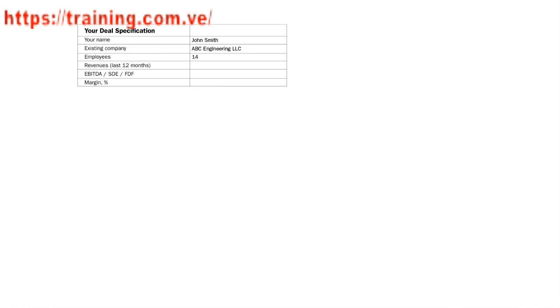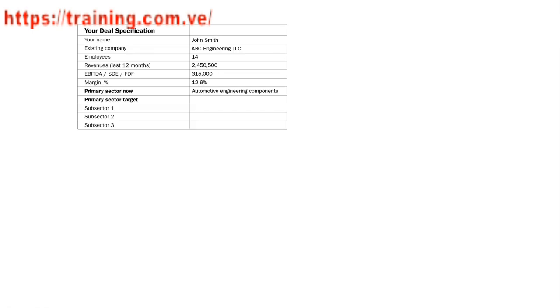So John has 14 employees and is currently generating $2.5 million of revenues and $315,000 of profit, which is a 13% profit margin. He's in the automotive sector and he engineers components for performance sports cars. That's a sector he wants to double down on as his market share is really tiny. However, these components can also work in parts of the aerospace, marine and agricultural sectors.